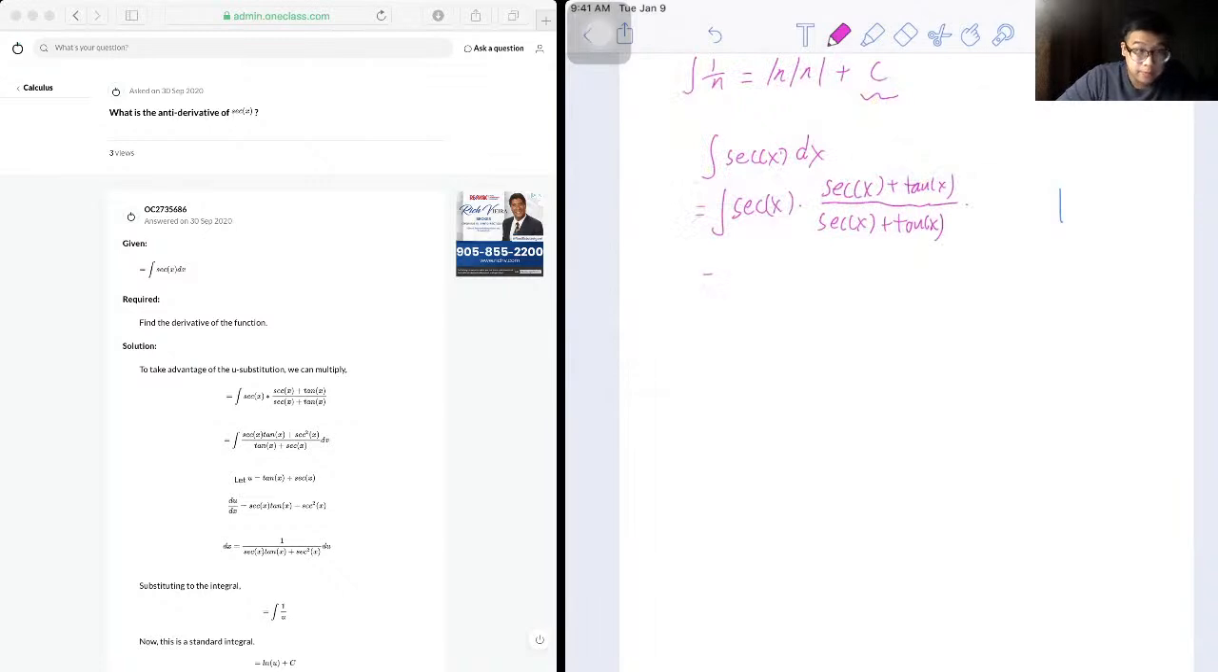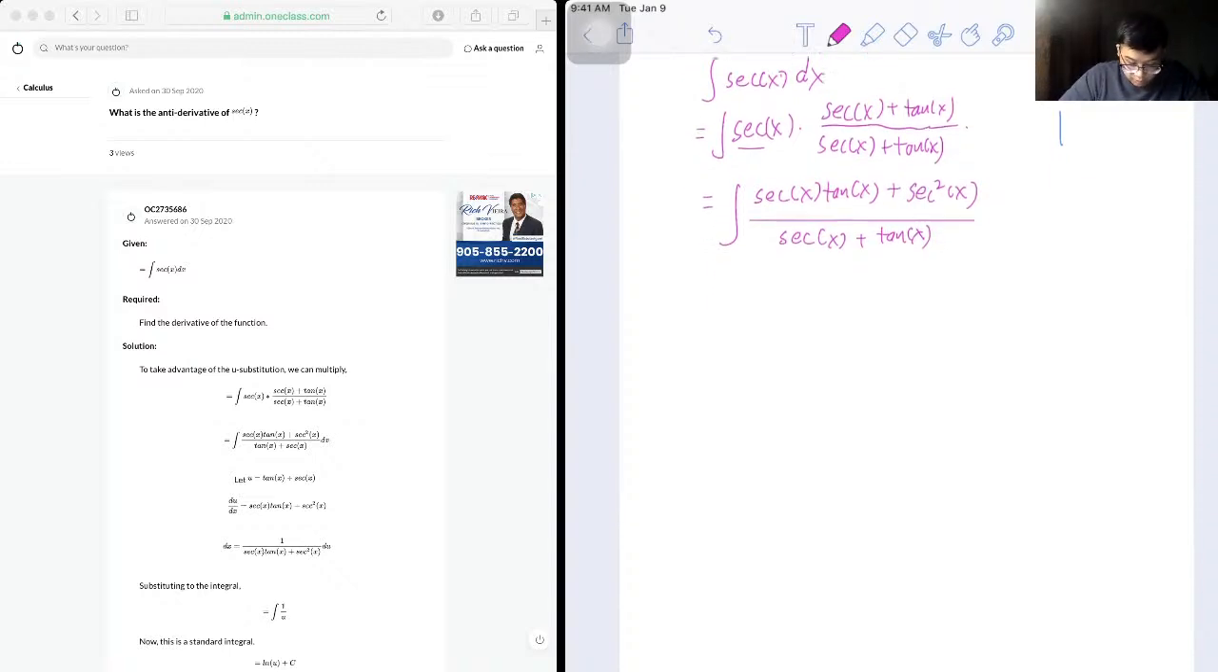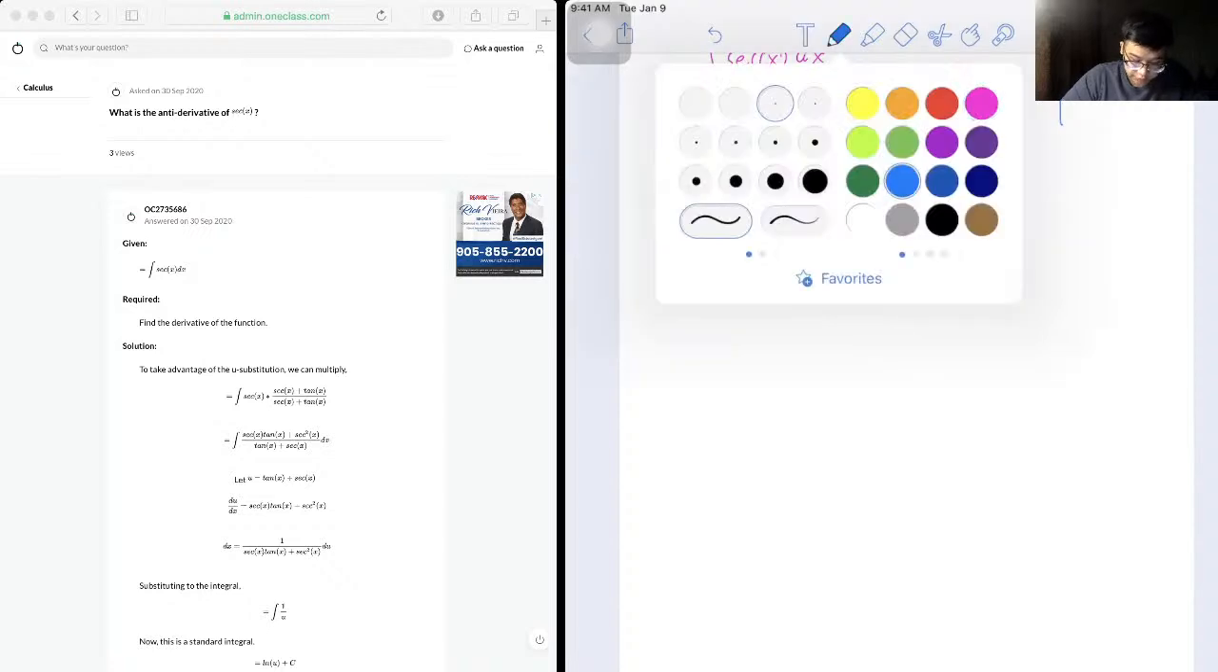So coming up, we move the secant x to the numerator, which will give us secant x tan x. Since we have secant x times secant x, we get secant x squared. The denominator remains the same, so we have secant x plus tangent x. And now let's use the substitution rule.